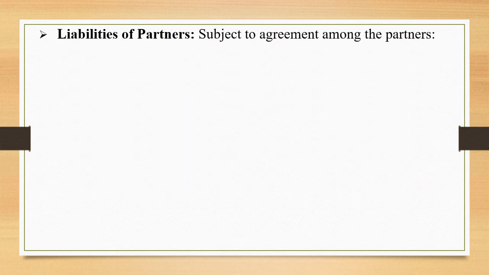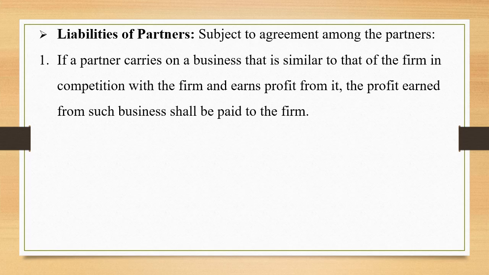Next is liabilities of partners. It is subject to the agreement among the partners. If a partner carries on a business that is similar to that of the firm, in competition with the firm, and earns a profit from it, the profit earned from such business shall be paid to the firm. A very important point. No partner can carry out competitive business, and if it happens, in that case, whatever profit is earned by that particular partner will have to be paid to the firm.